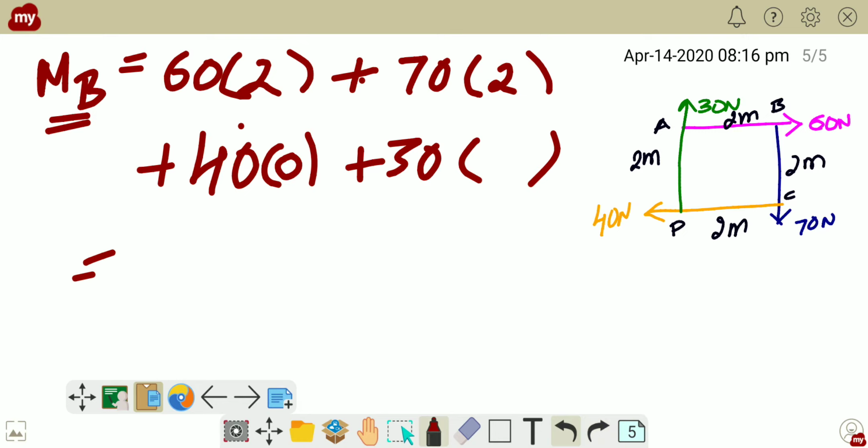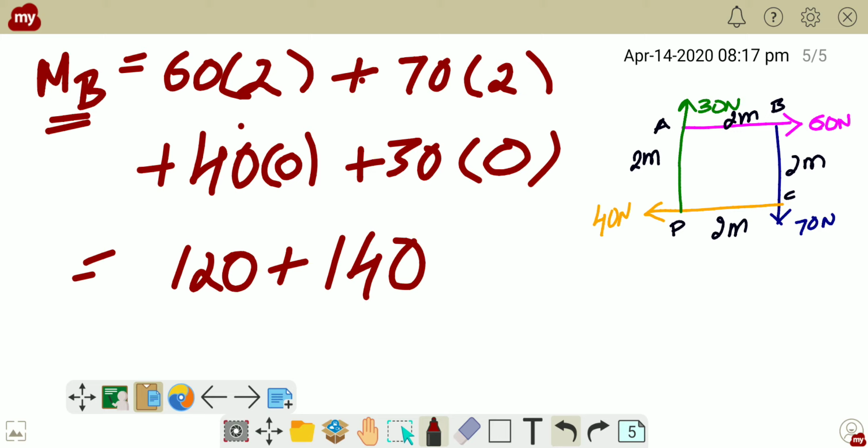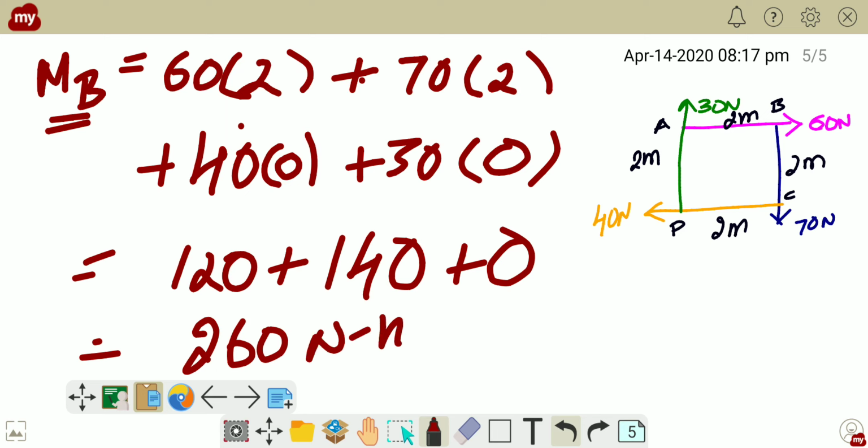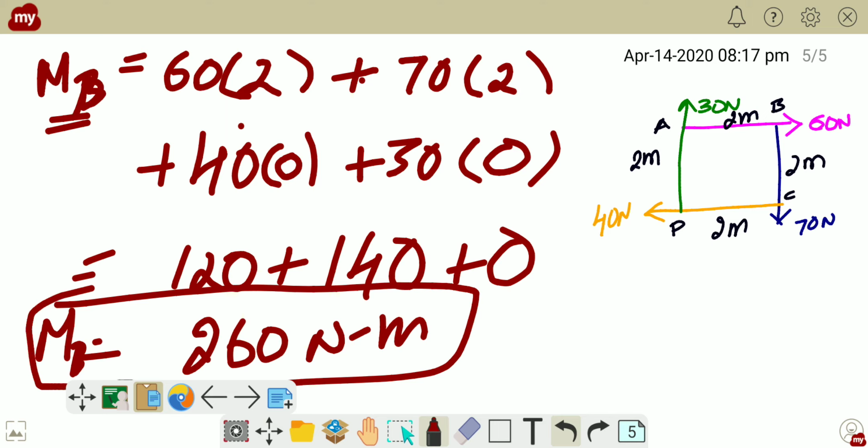And for 30 newtons, this is point D, which is lying inside the line of action of the 30 newtons force, right? Is there any distance? There is no distance maintained, so it is 0. So let us calculate. 60 into 2 is 120, plus 70 into 2, which is 140, and 40 into 0 plus 30 into 0 is obviously 0, so no need of writing it. So 140 plus 120 is 260 Newton meter. It is nothing but the total moment obtained for point D.